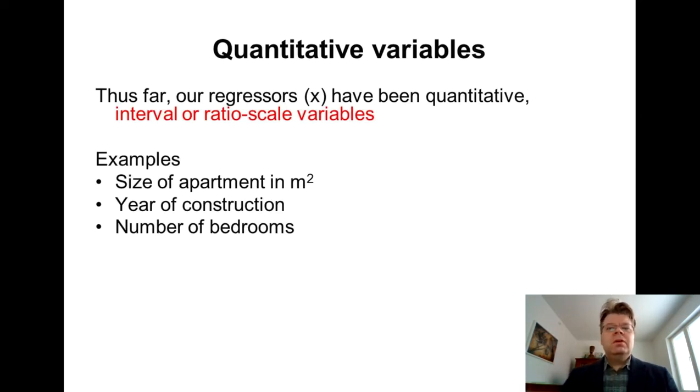So notice that in the hedonic housing market example, all of the variables that we have considered so far have been measured in either interval or ratio scale. So we have, for example, the size in square meters, year, number of bedrooms, and so on. This kind of interval or ratio scale measures are typically called quantitative variables. And sometimes people ask me, okay, what should you do if you have qualitative data, that is, is it possible to utilize it also in the regression analysis? And my answer is, of course, definitely yes.